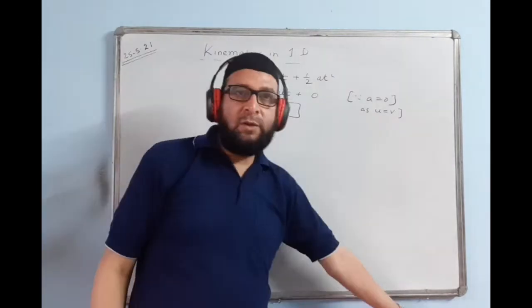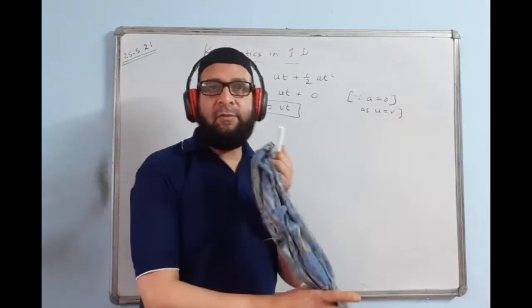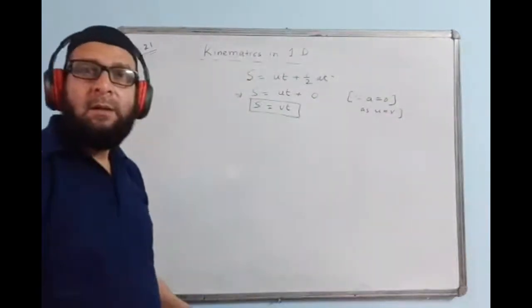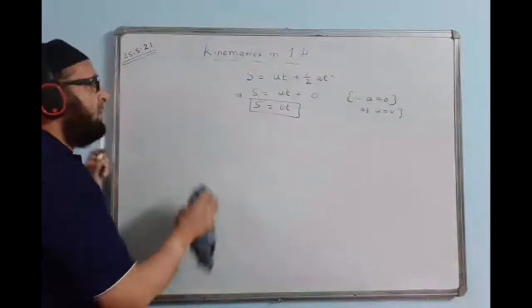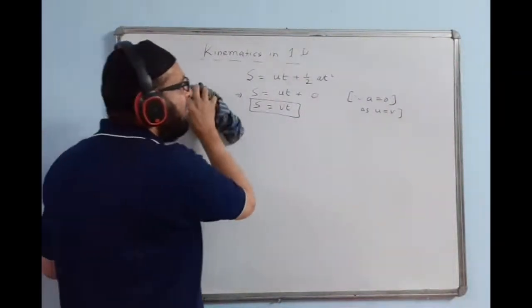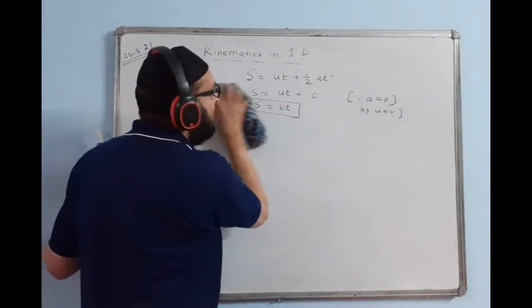For uniform motion, we have the formula S is equal to vt. For that formula, we are deriving like this. But this derivation is not that important. So this is a simple one. Now I'm coming to formula number 5, derivation of formula number 5.